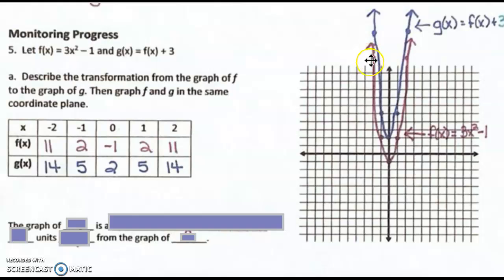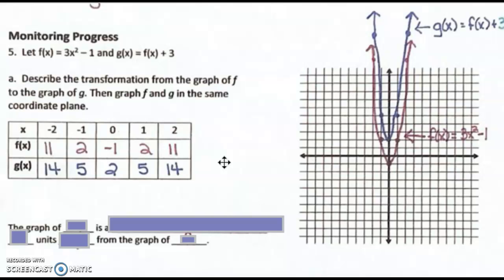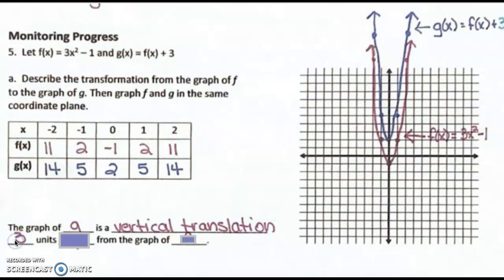So your f of x is this pink one, and then your g of x is the blue or purple, whatever color you want to call that. Okay, so before we go any further, without even looking at this graph over here, we can see that g of x is f of x plus 3. So there's nothing in front of f of x, meaning there's no vertical stretch or shrink from what it was. There's only this plus 3. That's the only thing that changes. And that plus 3 means that the graph of g is a vertical translation 3 units up of the graph of f.